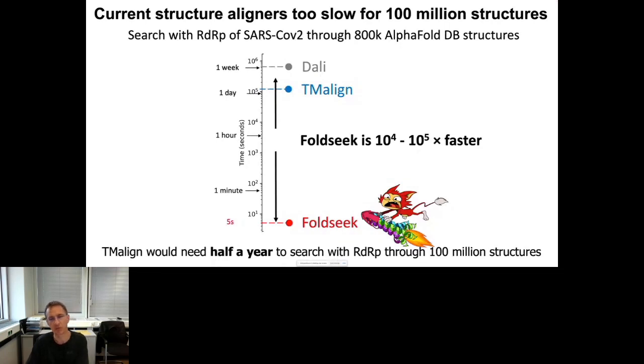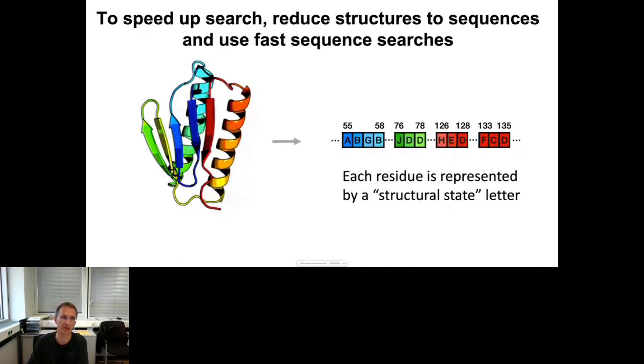So how do we gain the speed? We built on a 2.5 decades old idea of reducing structure comparison to sequence comparison. So the idea is that every residue in your protein structure is represented by some structural state in a structural state alphabet, and then you can just write down the sequence of structural states that would represent the protein, and then do comparisons between these sequences.